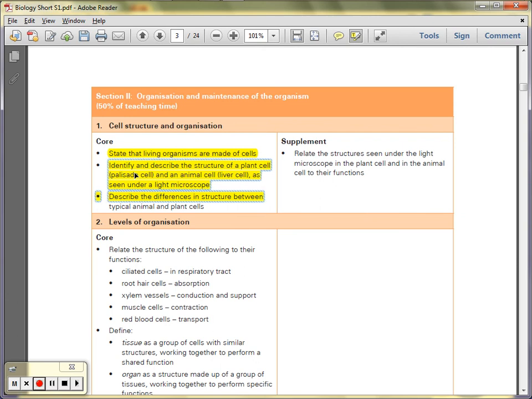Palisade, oh, that was a good idea, Neville. Take it off, how do you?